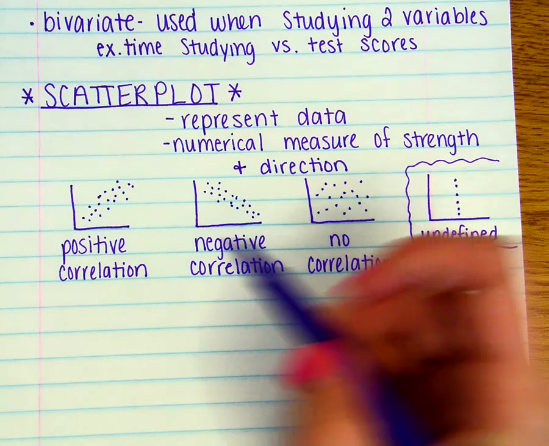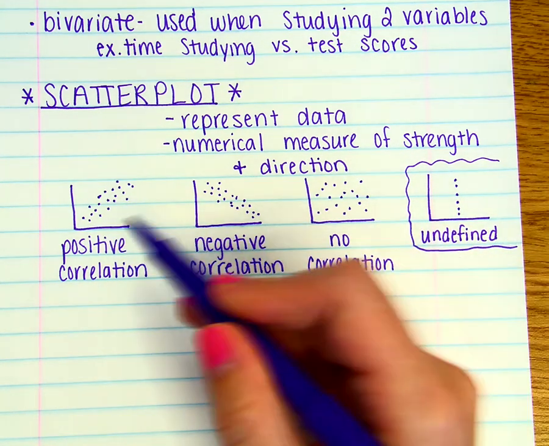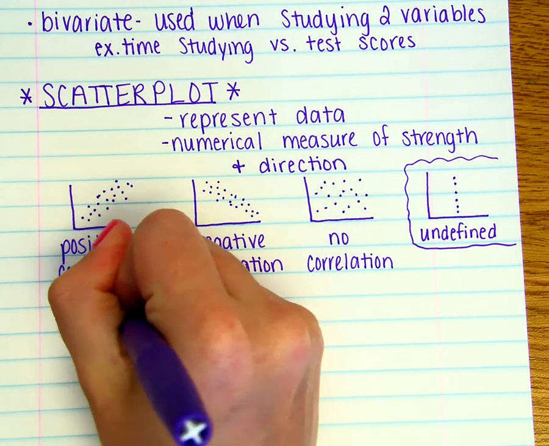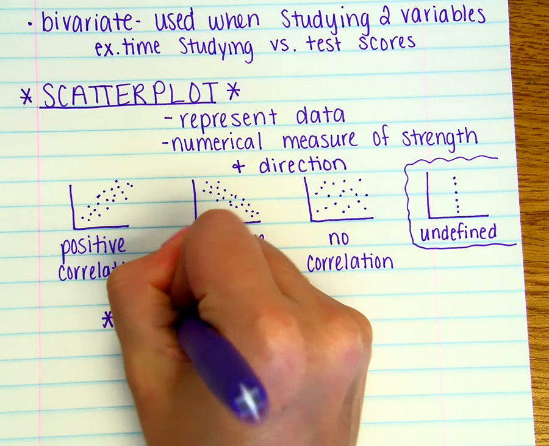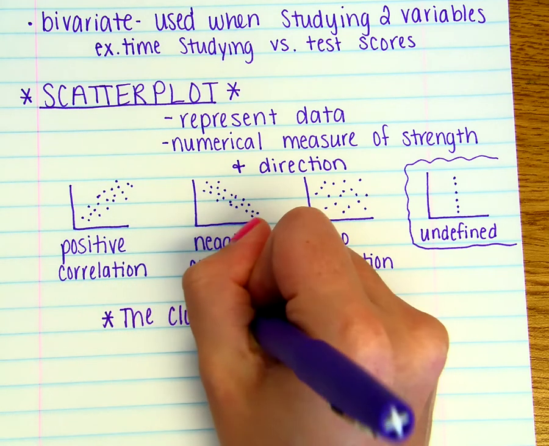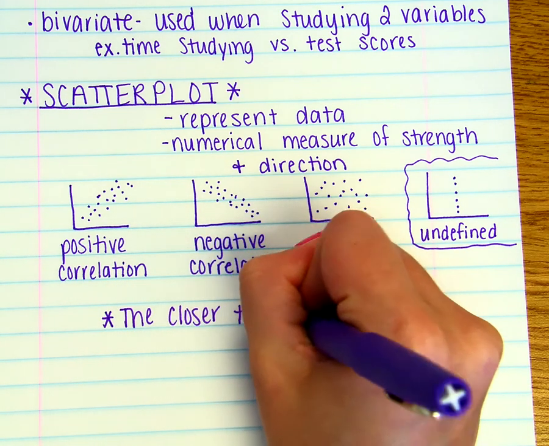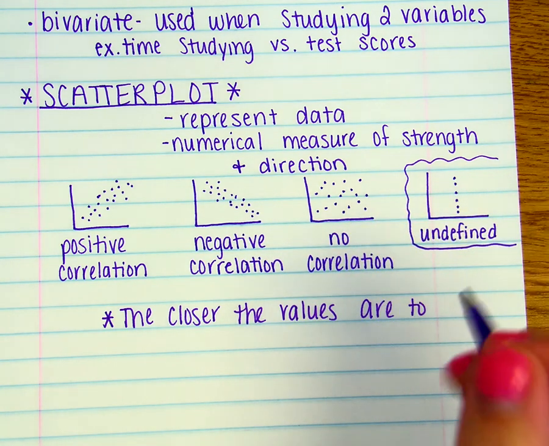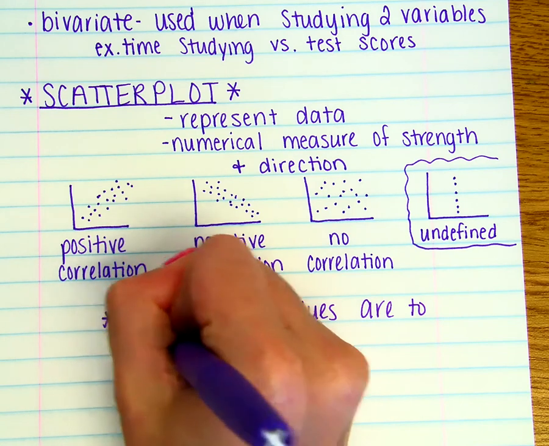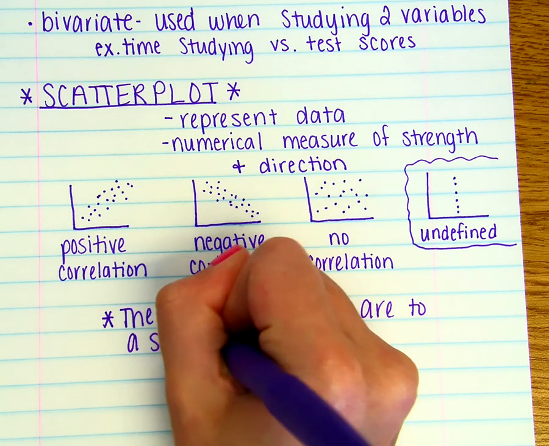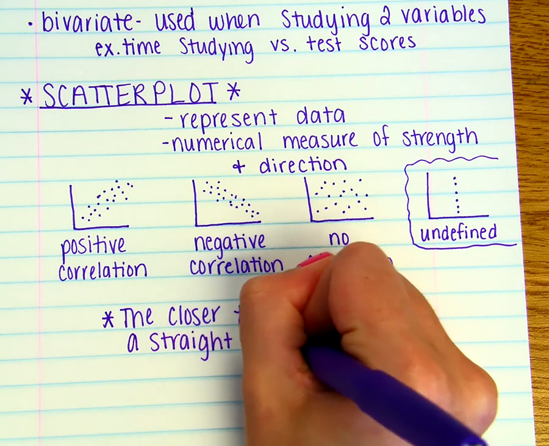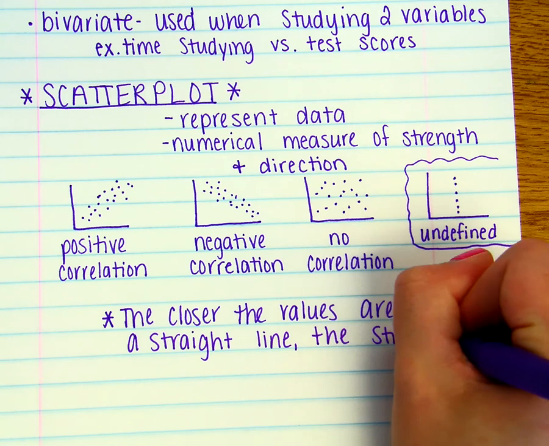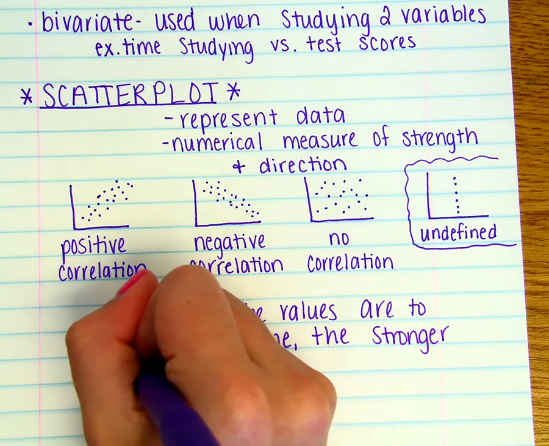What we also need to say about our scatter plots and the direction that the points are going is this: the closer the values are to a straight line, the stronger the correlation.